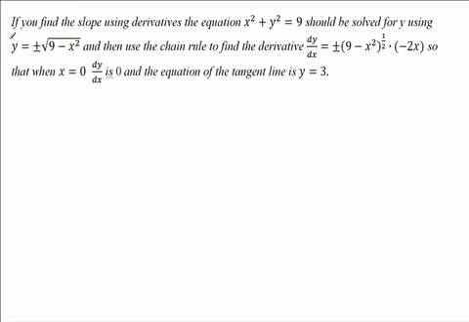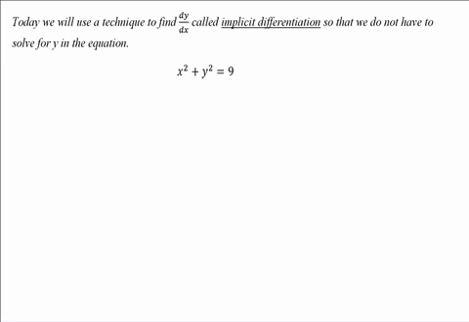We could solve for y equals this and then take the derivative with the chain rule and get something like this. Not quite. There is a 1/2 here as well. Sorry about that. So when x equals 0, dy/dx is 0, and the slope of the tangent line is 3. However, it's a little bit easier method for doing that, and that's what's called implicit differentiation.